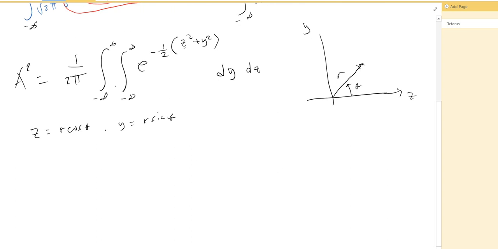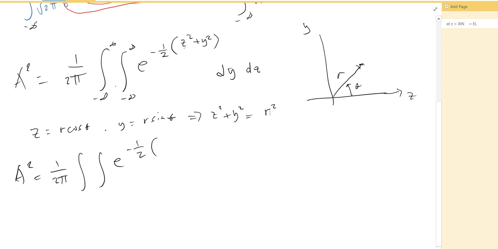Here your a squared would be 1 over 2 pi, the double integral. I'm going to drop the limits first. The double integral of e to the negative half of z squared plus y squared. It is obvious that z squared plus y squared is just equal to r squared, because it's r squared cosine squared theta plus r squared sine squared theta, and cosine squared theta plus sine squared theta is equal to 1. So I'm just going to put this as the integral of e to the negative half r squared.